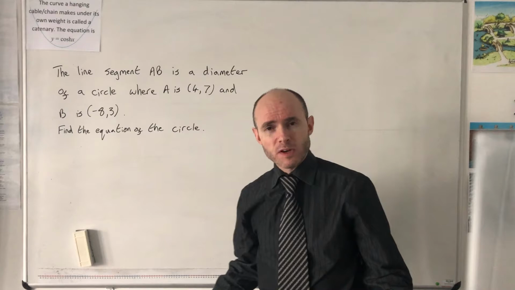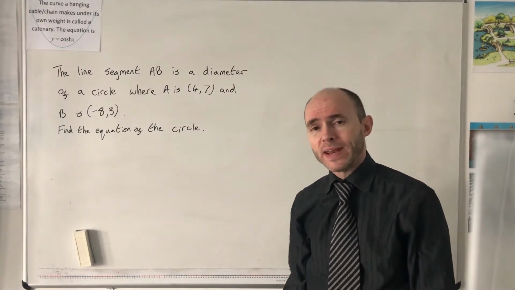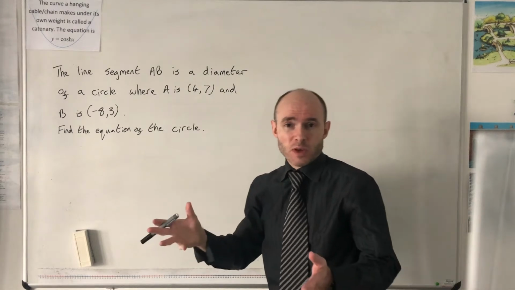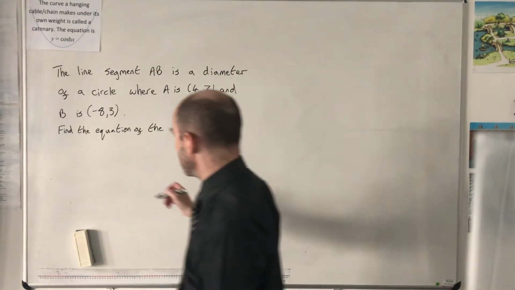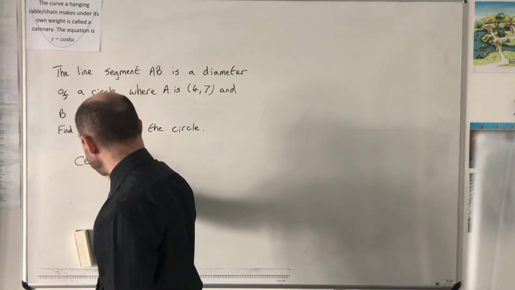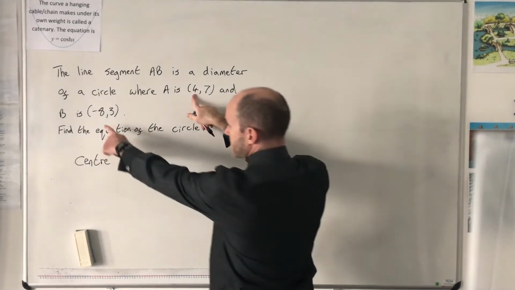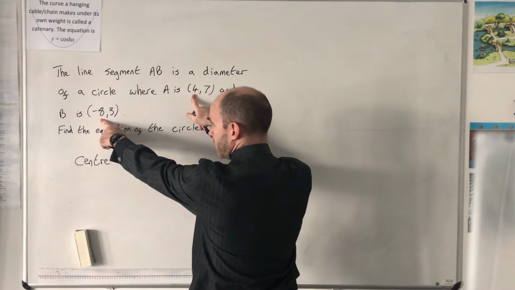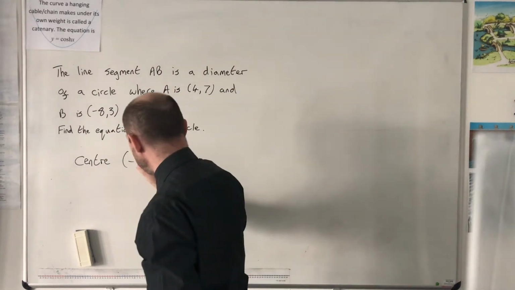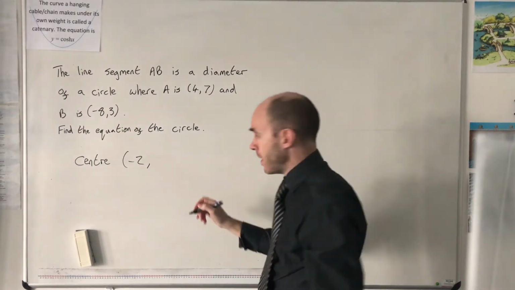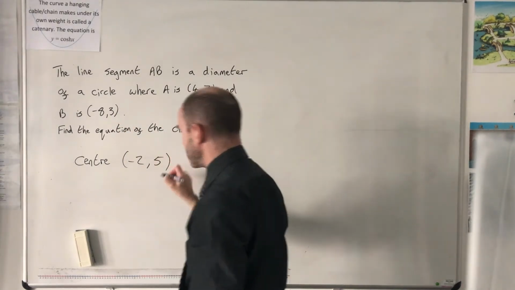Okay. So the first thing to do is find the midpoint, isn't it? The midpoint AB, because if AB is a diameter, then the central point, the midpoint, is the centre of the circle. So I'm just going to write down here the centre is, and then let's work out the midpoint. So add these together, you get -4, divide by 2, so that's -2. And then add these together, you get 10, divide by 2, it's 5. So the centre is -2, 5.